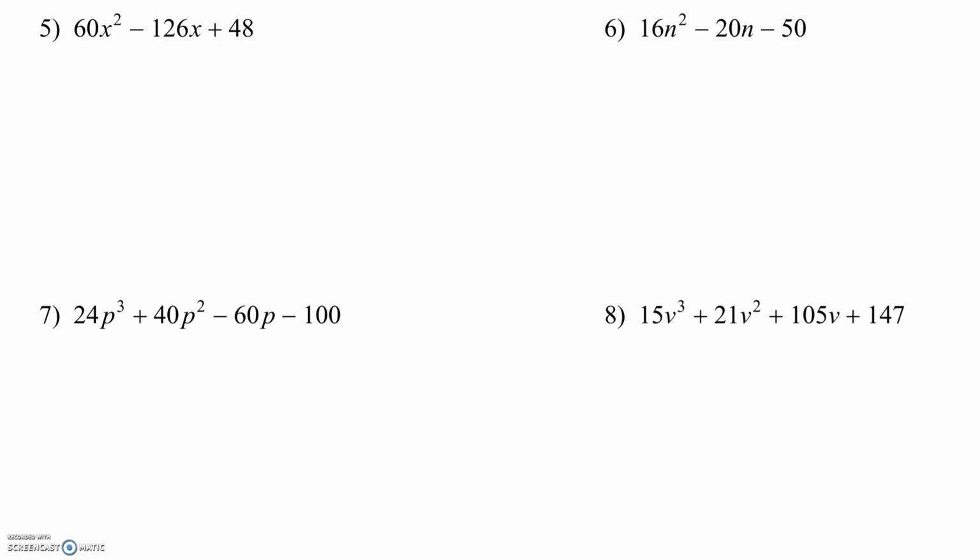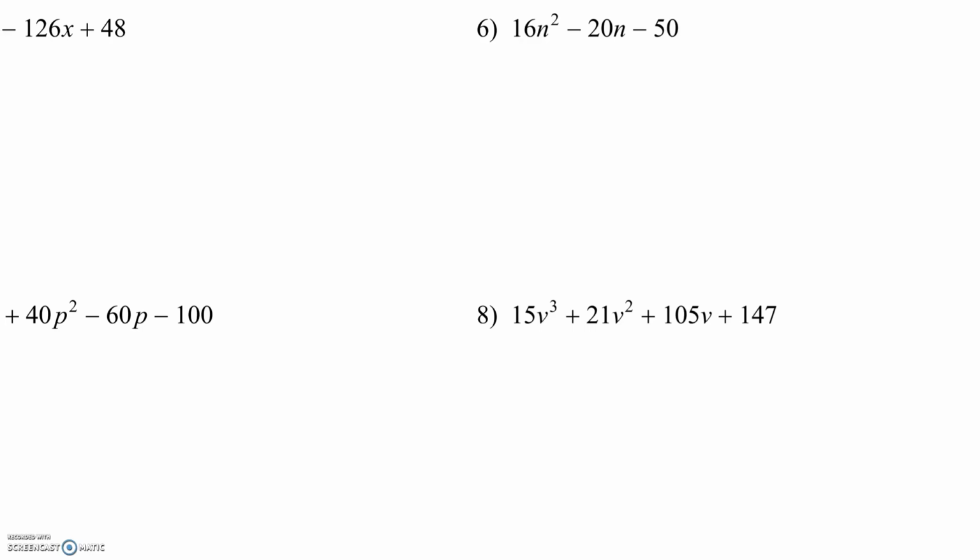Algebros, we are going to continue to factor these kind of complicated problems, but we're going to get through it, I promise. Okay, number 6. I would go ahead and write this down. Follow along. We got to find our GCF first.